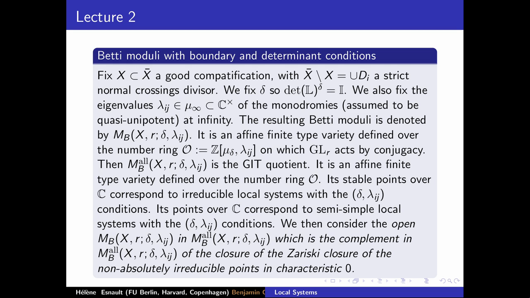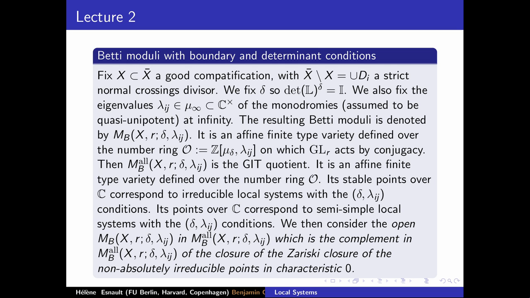And then we say that we have quasi-unipotent monodromy at infinity if those matrices we fix here modulo conjugacy are quasi-unipotent. And what does that mean, quasi-unipotent? It's equivalent to saying that the eigenvalues here are roots of unity. So we can decorate the moduli space we talked about earlier on, the Betti moduli space, by fixing this delta and fixing those lambda_ij at infinity. So for any component i here, j goes from 1 to r. There are r eigenvalues at infinity. Now, GL_r acts via conjugacy on this.